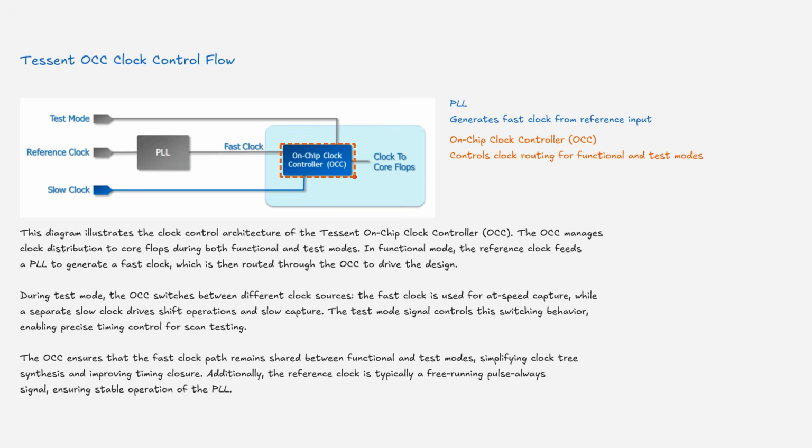During test mode, the OCC switches between different clock sources. The fast clock is used for at-speed capture, while a separate slow clock drives shift operations and slow capture. The test mode signal controls this switching behavior, enabling precise timing control for scan testing. The OCC ensures that the fast clock path remains shared between functional and test modes, simplifying clock tree synthesis and improving timing closure. Additionally, the reference clock is typically a free-running pulse, always on, ensuring stable operation of the PLL.